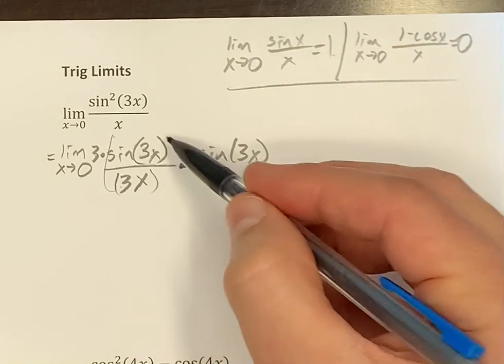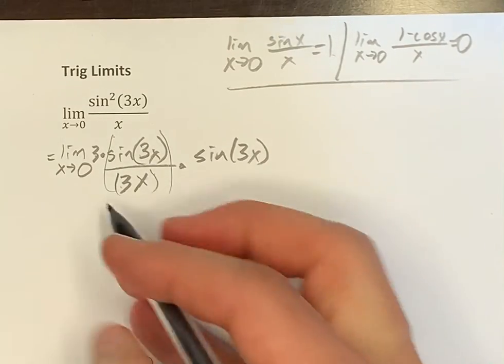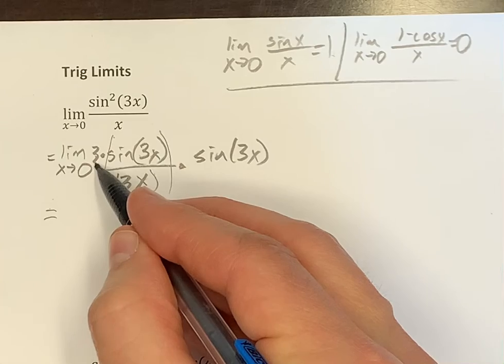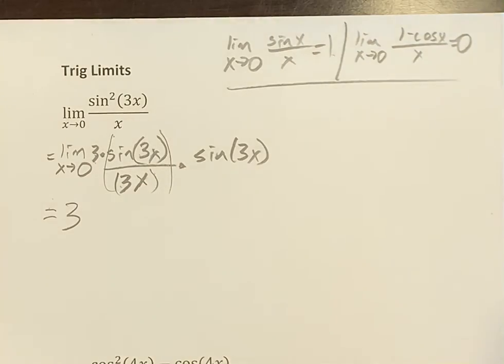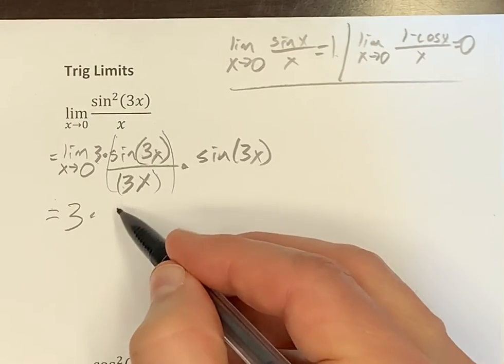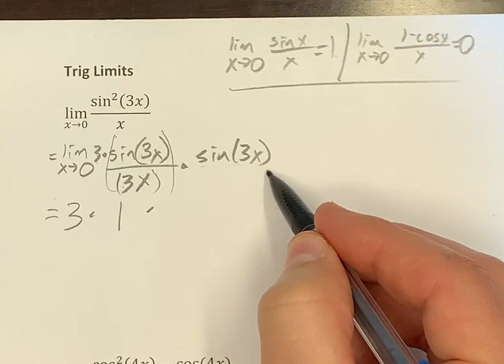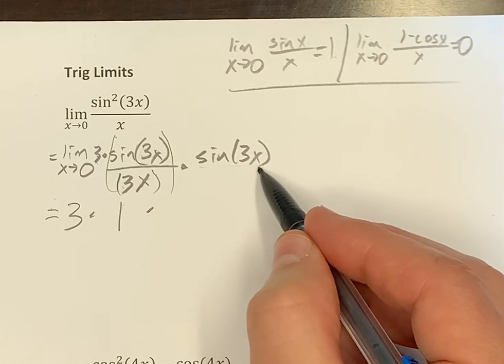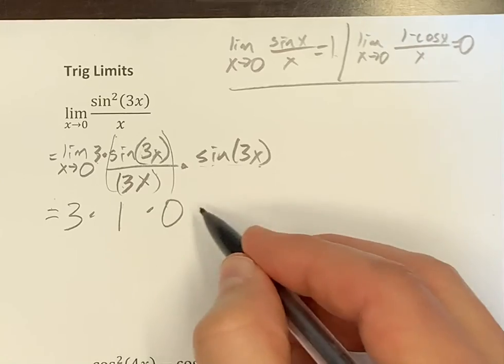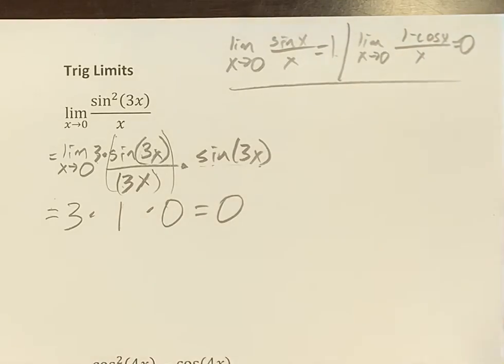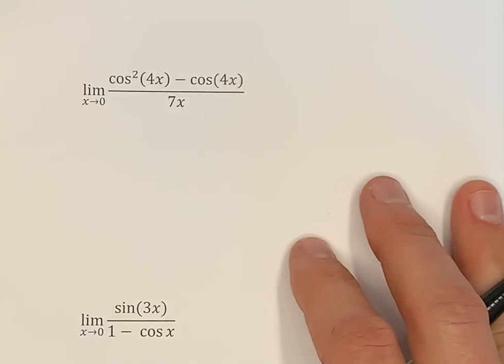Okay, now, this is the piece that my trig limit applies to. So, what's the limit as x goes to 0 of 3? Well, it's just 3. This is the piece my trig limit applies to. That's 1. What happens to this piece? Well, as x goes to 0, sine of 0 is 0. So I have 3 times 1 times 0, which is 0. Let's look at this one.